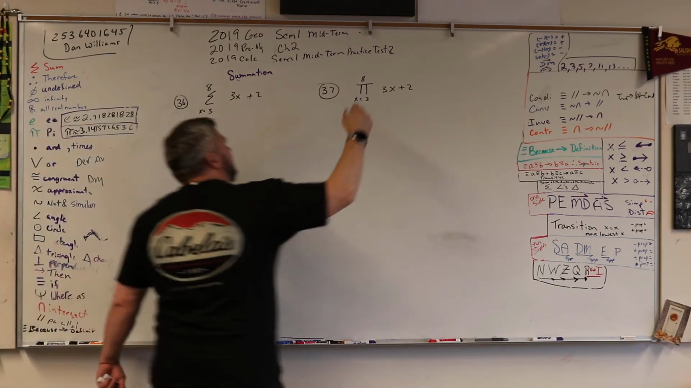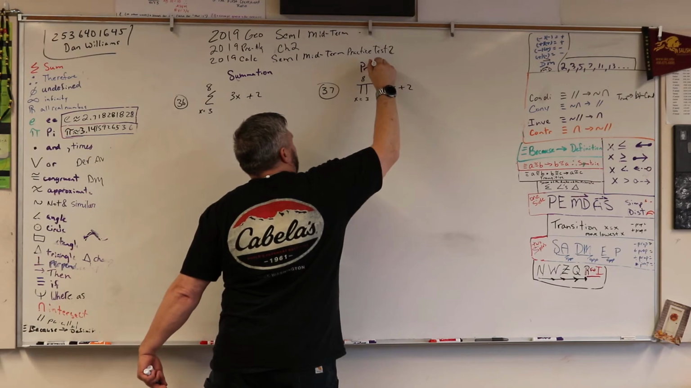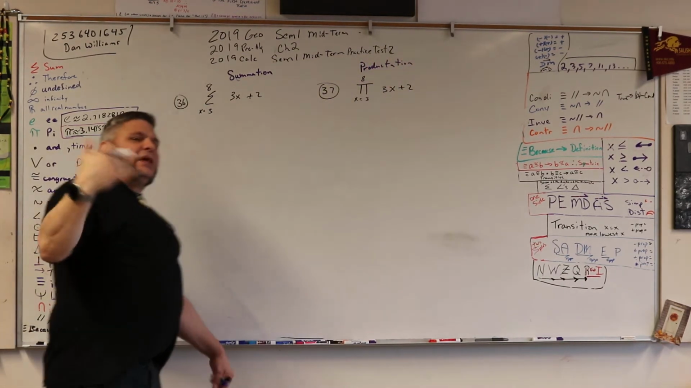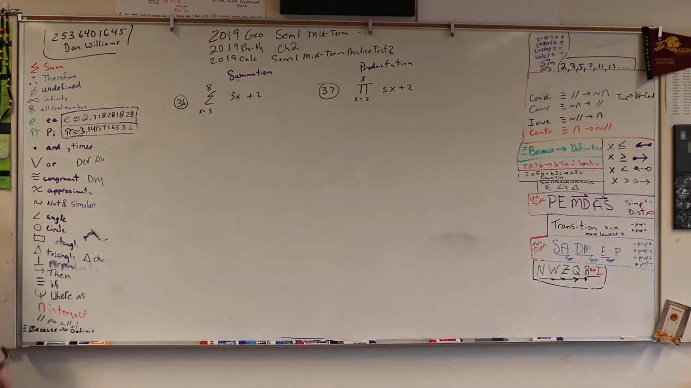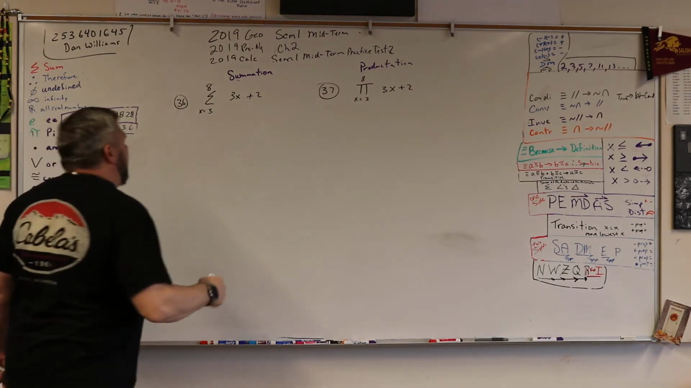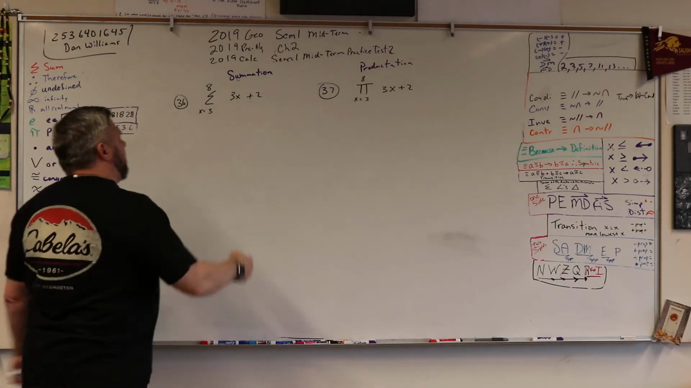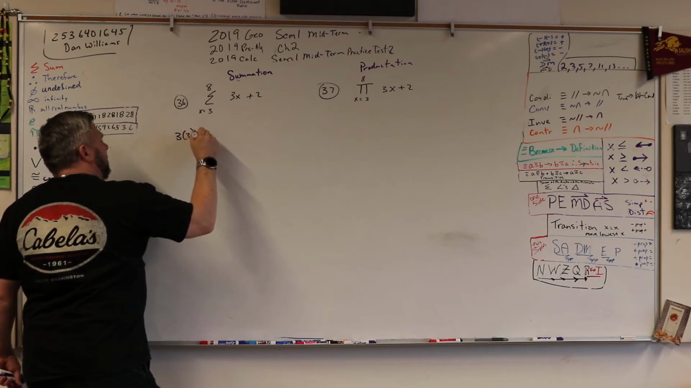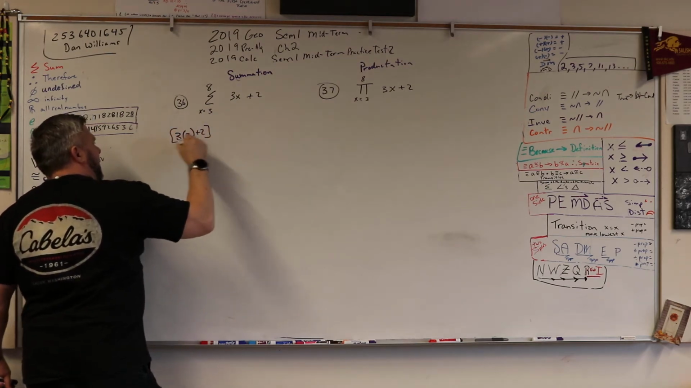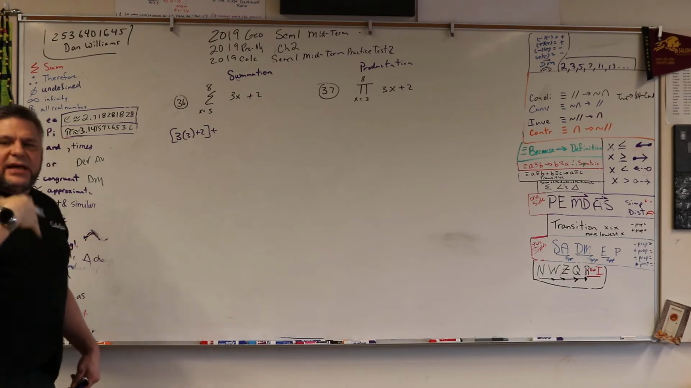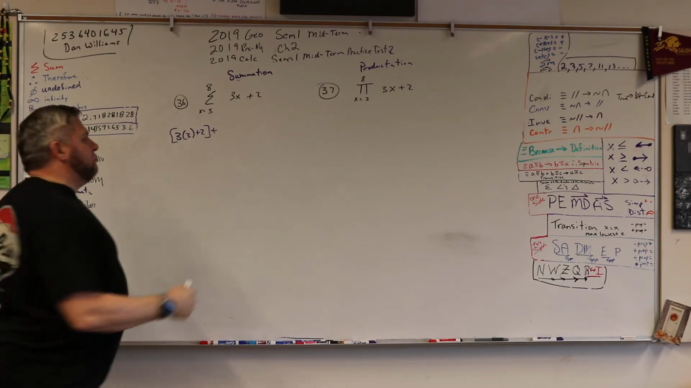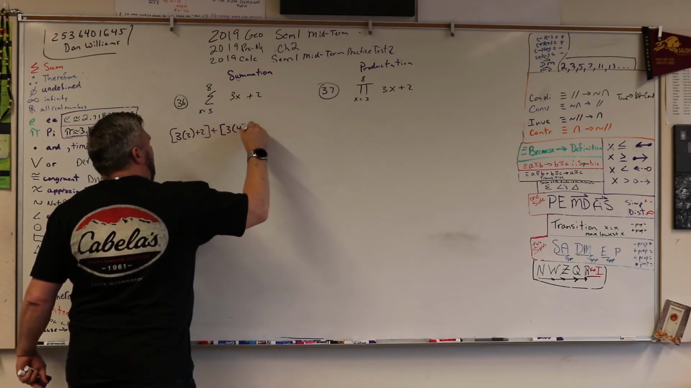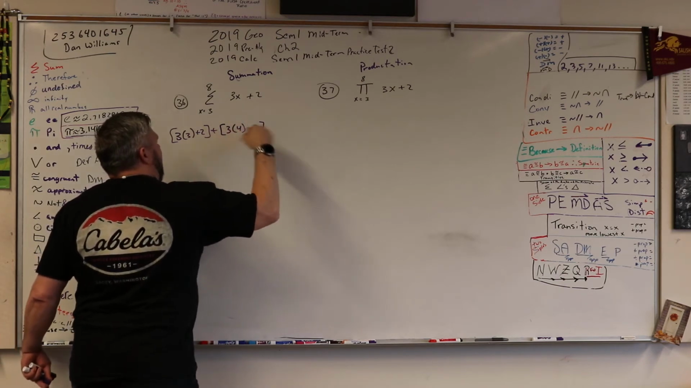Right? Productation is when we multiply each time. Okay? So, what I mean by that is pretty simple. I'm going to plug in this number for x. So I have 3 times 3 plus 2, okay? And then I'm going to add the next number. So the number after 3 would be 4, right? So 3 times 4 plus 2. Then I'm going to add the next number.